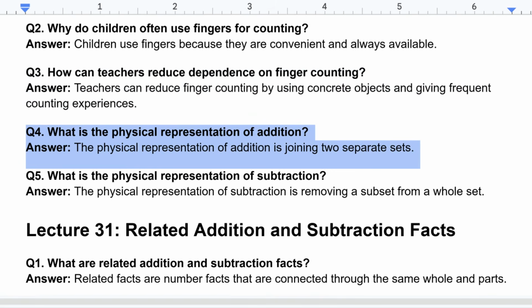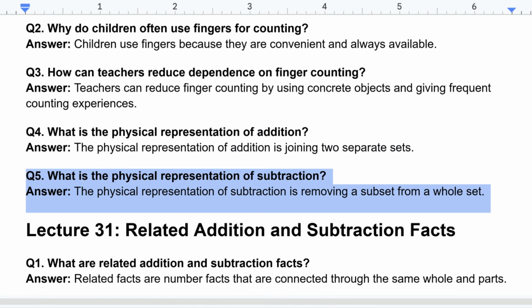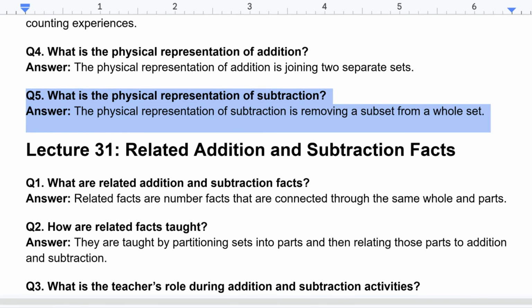What is the physical representation of addition? The physical representation of addition is joining two separate sets. What is the physical representation of subtraction? The physical representation of subtraction is removing a subset from a whole set.